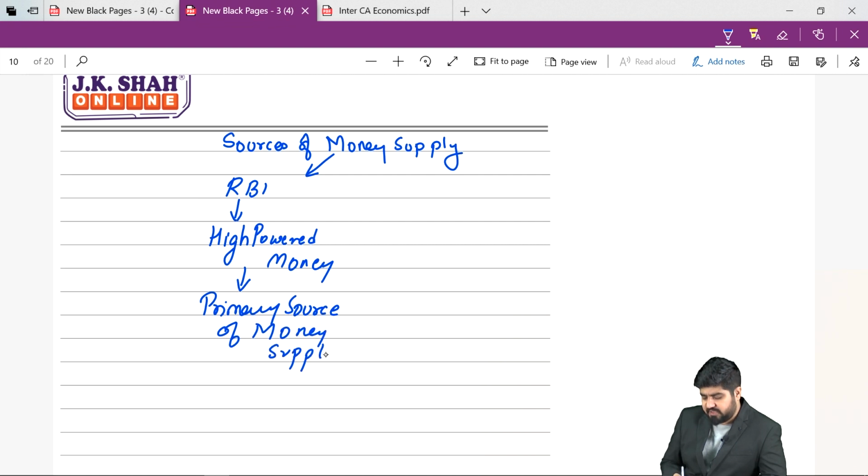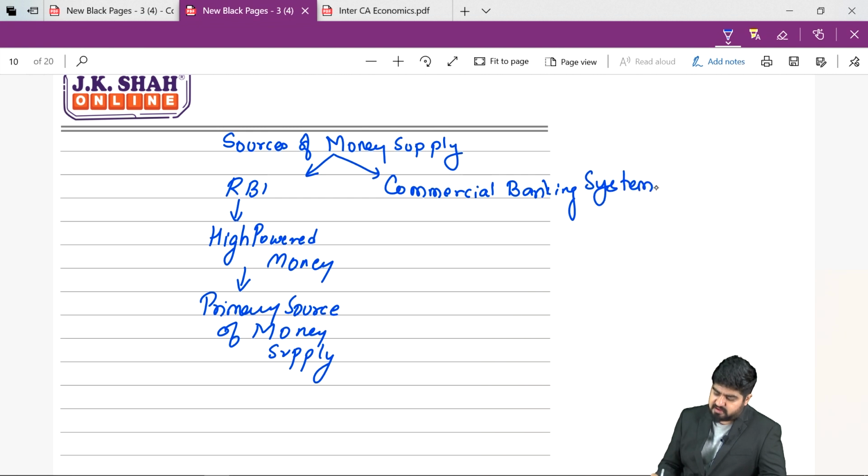Now, when I say primary source of money supply, that means what? That means it is the main money source after which the money can be multiplied in many ways. Similarly, what is the second one? It is nothing but commercial banking system. These commercial banks, I must tell you, students, are very smart. The way they rotate the money and make more and more money for themselves, it's just amazing.